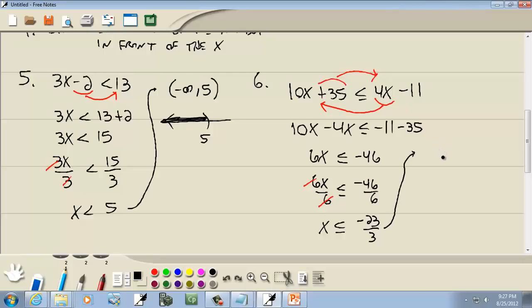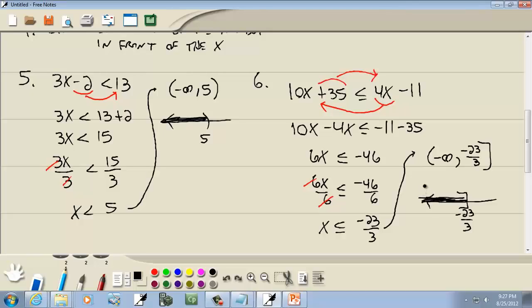Interval notation, it's going to negative infinity. Less than or equal to, so it includes the negative 23 over 3, so I'll put a bracket on it. Graph-wise, bracket on negative 23 over 3. Down here, bracket on negative 23 over 3, and I'm shading it to negative infinity.